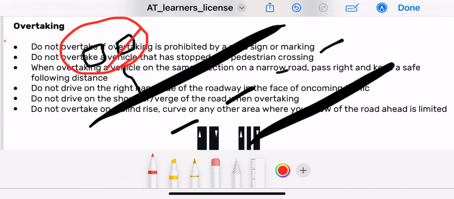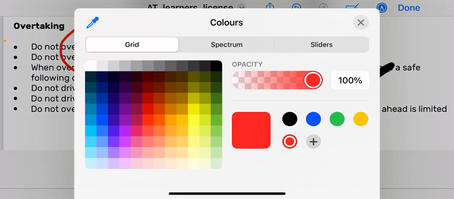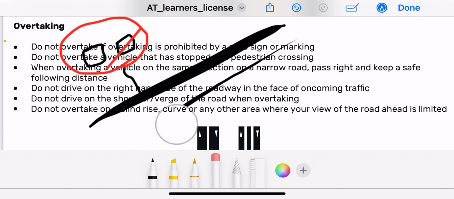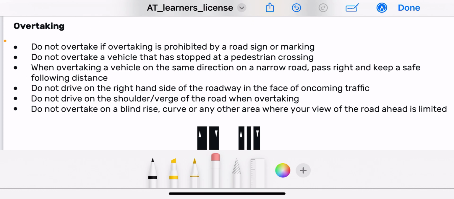So remember, the rules of the road are there to regulate and also to make sure that it is safe. If the road sign is like this, you do not overtake. And also the road markings. If the road marking is like this, you do not overtake there. So this is what point number 1 says: do not overtake if overtaking is prohibited by a road sign or marking.